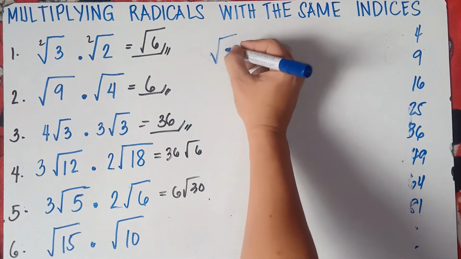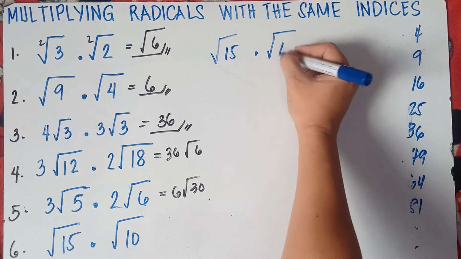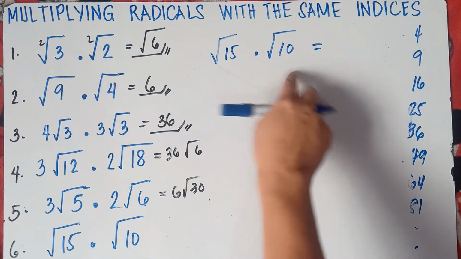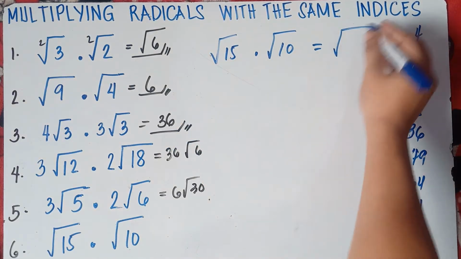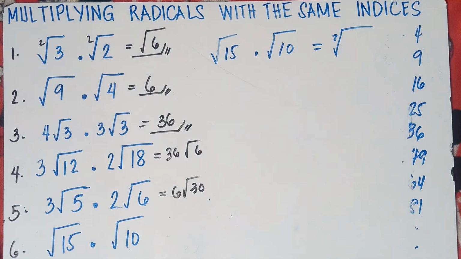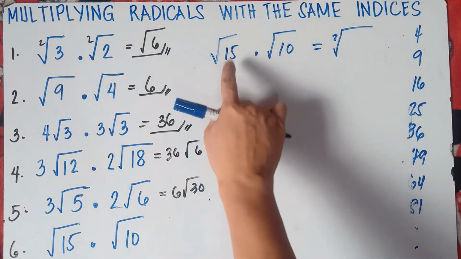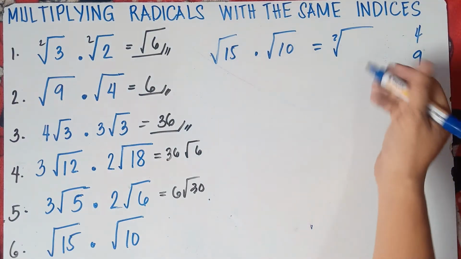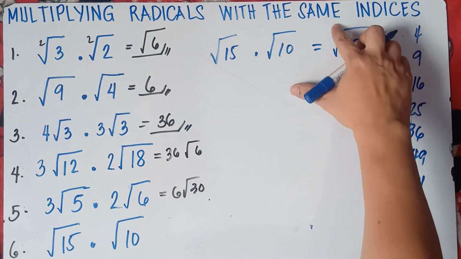So square root of 15 times square root of 10. You can just simply multiply. Copy the index, square root, same index, that is 2. So square root of 15 times square root of 10 would be square root of 150.